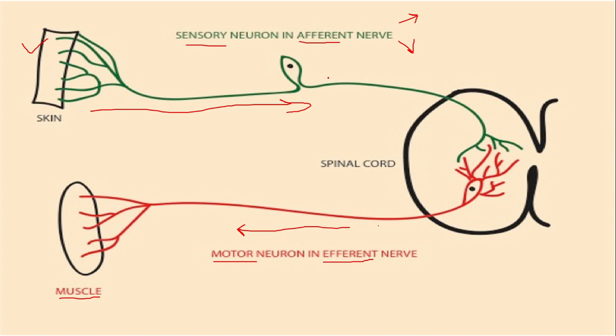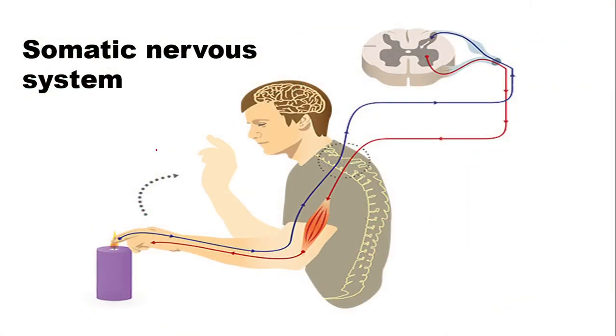And the motor neurons are also divided into two types. Motor neurons are divided into the somatic nervous system and the autonomic nervous system. If the brain is sending the message to our skeletal muscles that are under our conscious control, then this type of nervous system will be the somatic nervous system.